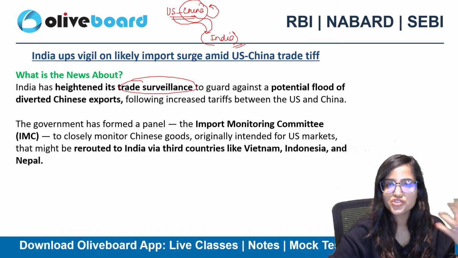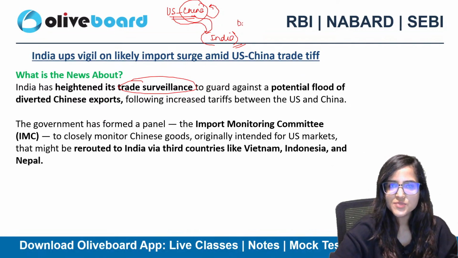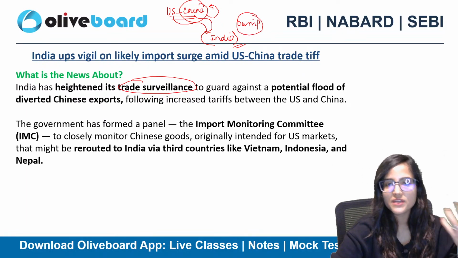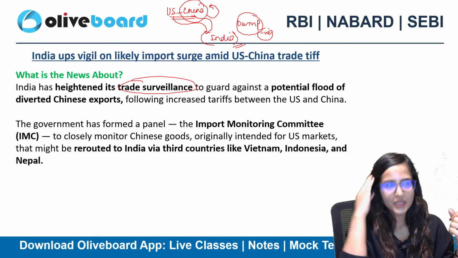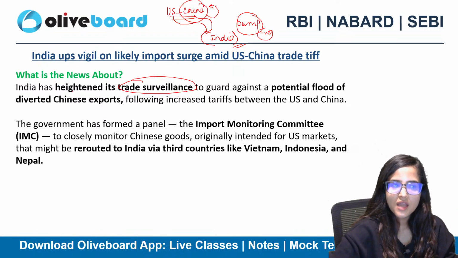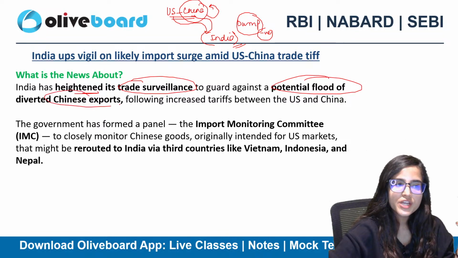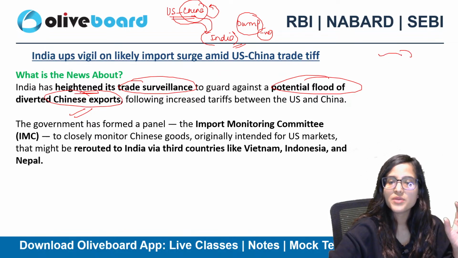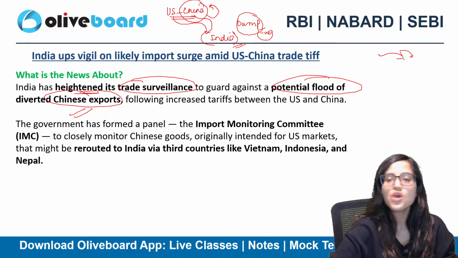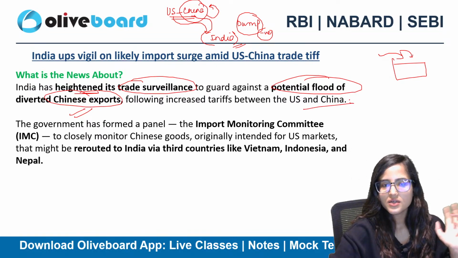After so many export restrictions, they are now going to dump it in countries like India. Right, we have seen that this problem is going to happen, and this might even disrupt the domestic industries. So this is a negative aspect, right? So what has India done now? It has heightened its trade surveillance because there is a potential flood of diverted Chinese exports. China is going to try to dump its goods in India through different countries like Vietnam and Indonesia. Okay, because of this US-China tariff war.